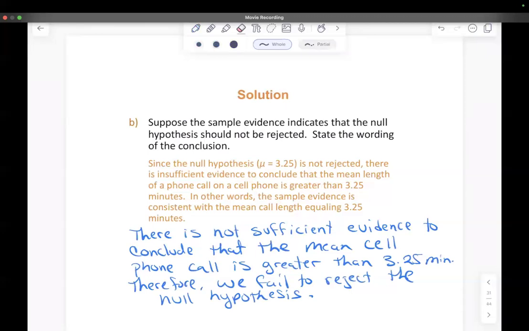I just feel that, I mean, it's my opinion, you may feel differently, I feel that the way that I wrote it is a little bit cleaner, but you do you. You write it how you want it, as long as you're basically saying whether or not there's evidence to conclude that and whether you fail or reject the null hypothesis. Questions?